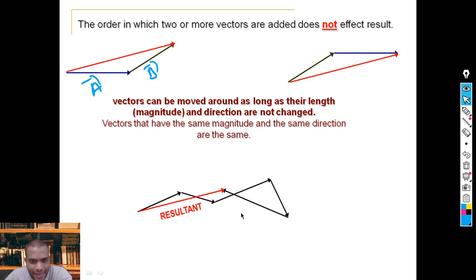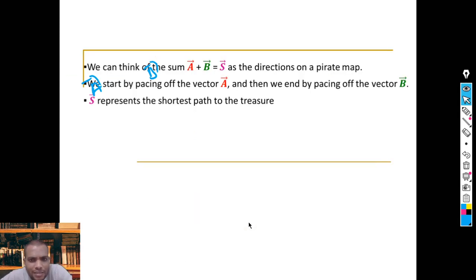So like that, if we add multiple vectors, we can find the resultant: first vector to second vector, second to third, third to fourth, and fourth to fifth. You can move the vectors using the head to tail method, and so find the resultant vector.